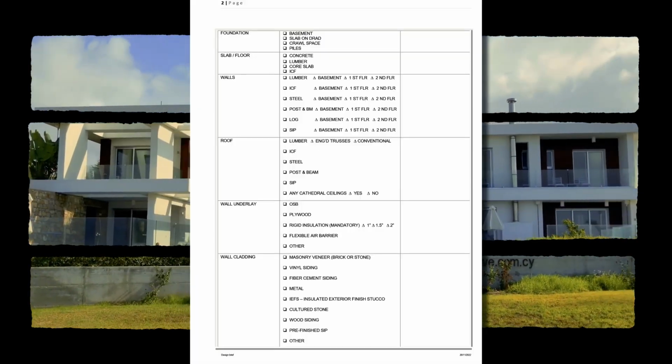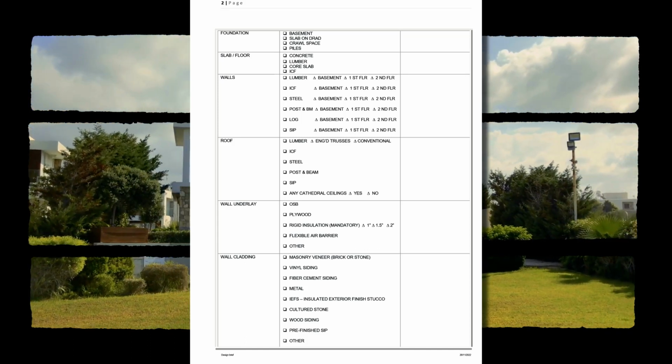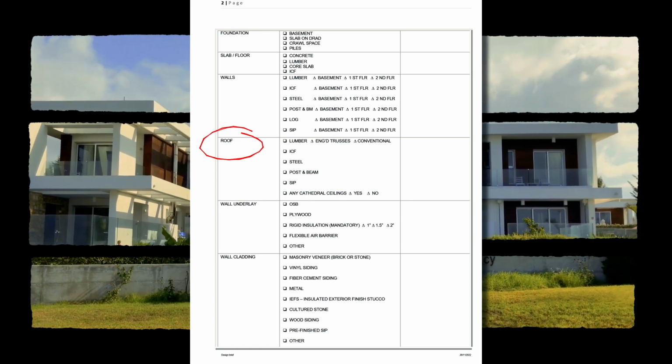The next sections deal with the structural components of the project. They are divided into 4 groups: foundations, slab/floors, walls, and roofs.